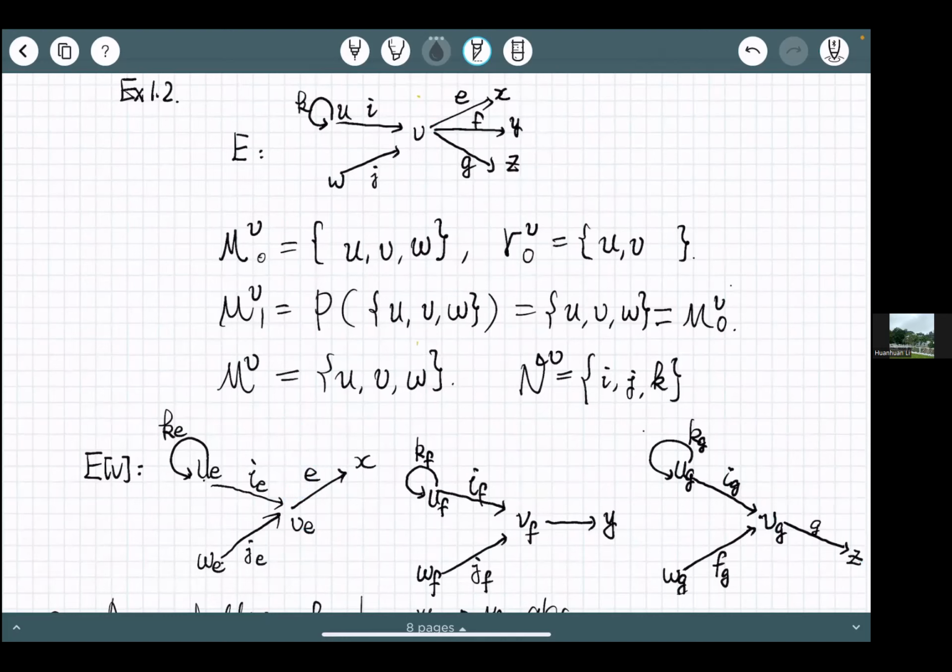Because, as we observed, this phenomenon happens, we call this bifurcation-splitting. We call this new graph the bifurcation-splitting of the graph E at the vertex V.